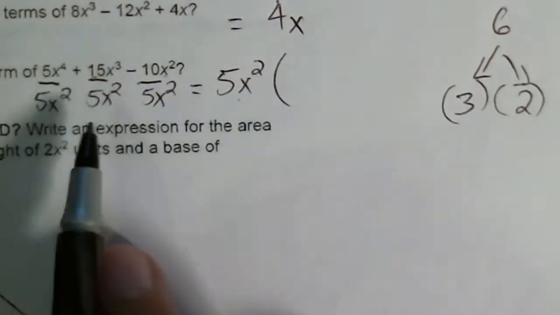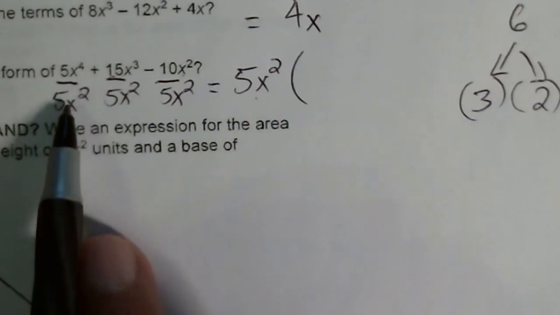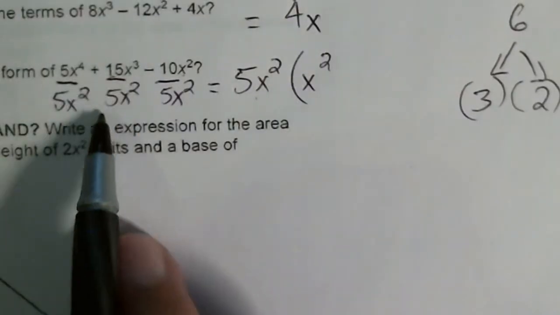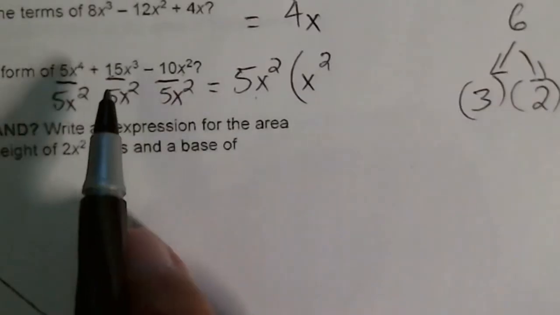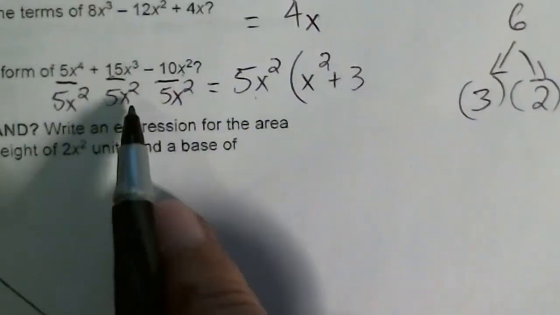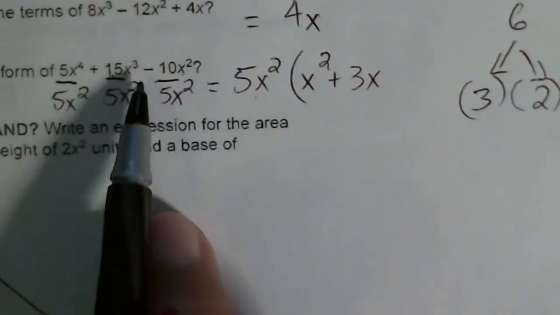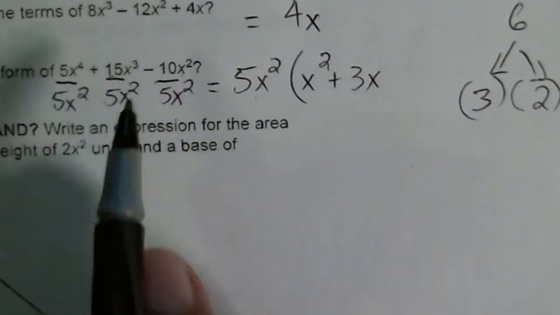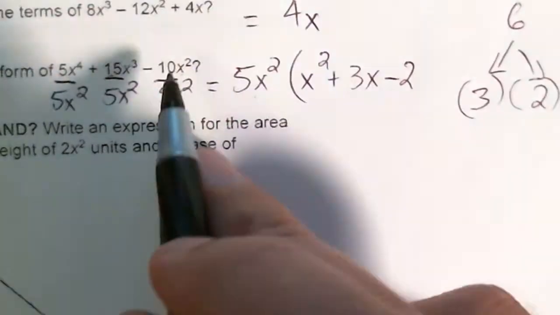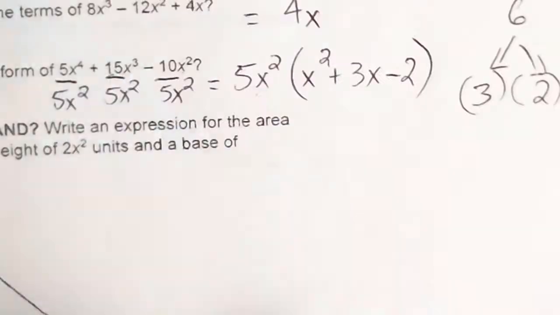Okay, now here's where we use our exponent rules. 5 over 5 is 1. This is the quotient rule. 4 minus 2 gives me an x squared. 15 over 5: signs, coefficients, variables. There are no negative signs. 15 over 5 is 3. And then 3 minus 2 is just 1. Signs, coefficients, variables. Negative over positive is a negative. Coefficients: 10 over 5 is 2. And x squared over x squared just cancels.